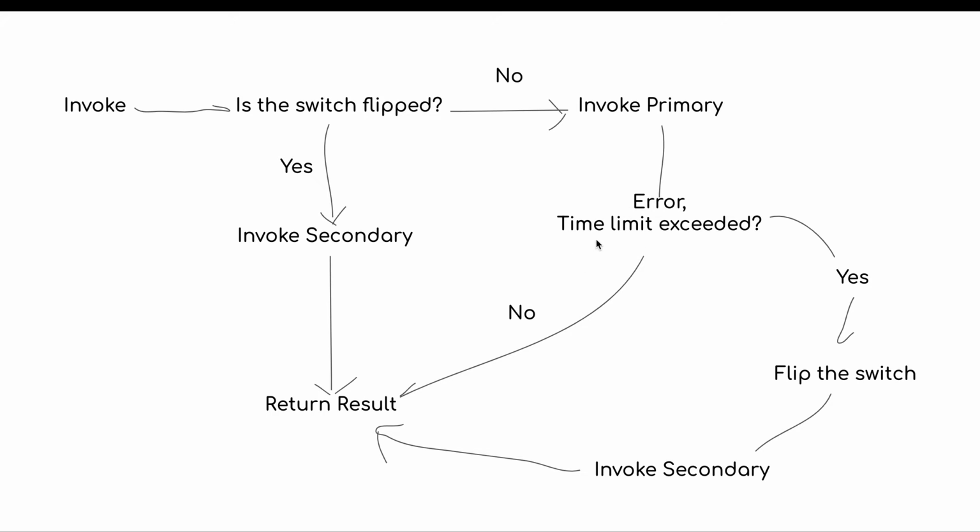Now if the primary is not at fault, then we just return the result. But if the primary is at fault, then the first thing we want to do is flip this switch, then invoke the secondary, and then return the result. The next call that comes in will see that the switch has been flipped. Then without invoking the primary, which might be at fault, it just invokes the secondary and then returns the result. All the further calls are thus invoking the secondary and returning the result, avoiding the primary, which might be at fault.